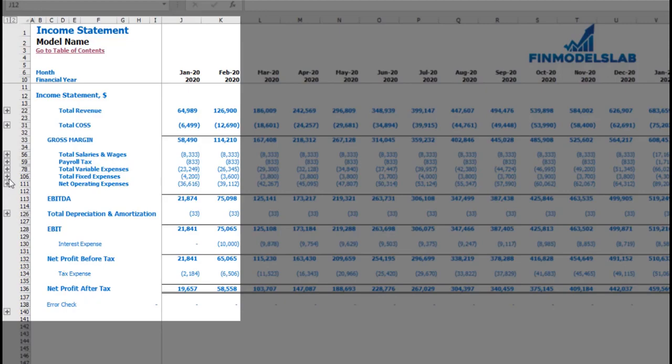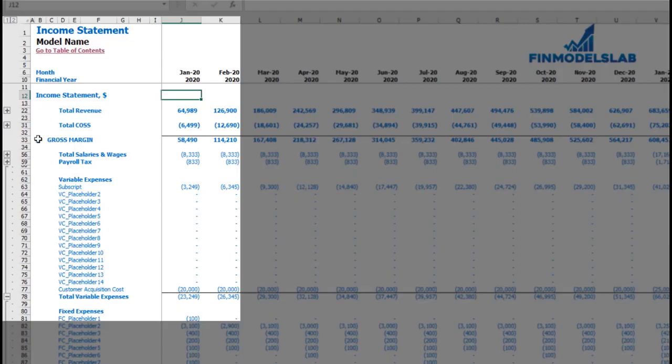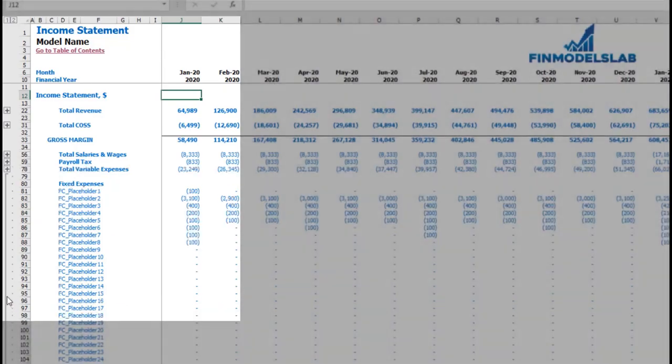Please note that by clicking on this plus button, you can unhide each category and see the detailed breakdown, for example for the fixed expenses or variable expenses, and for any other category. You may see the values by months and all the breakdown by line items.